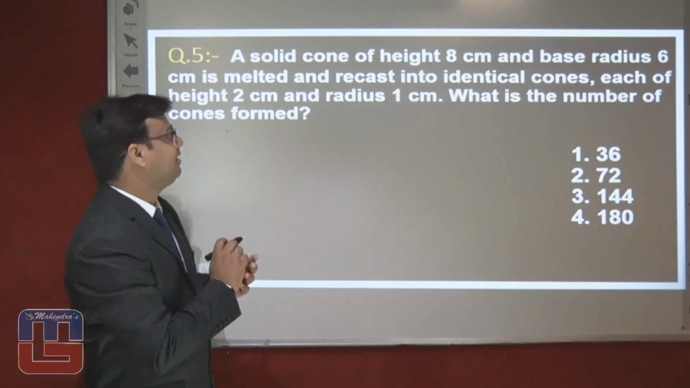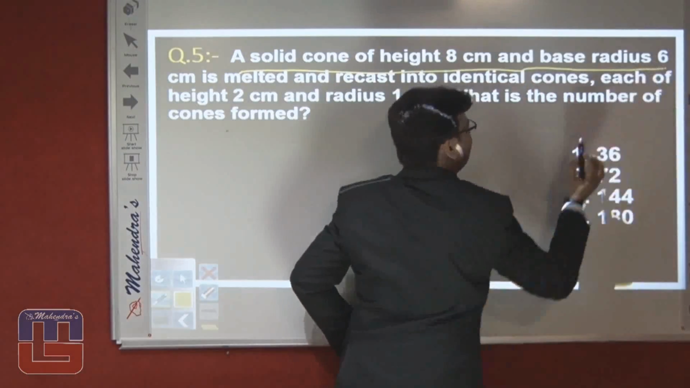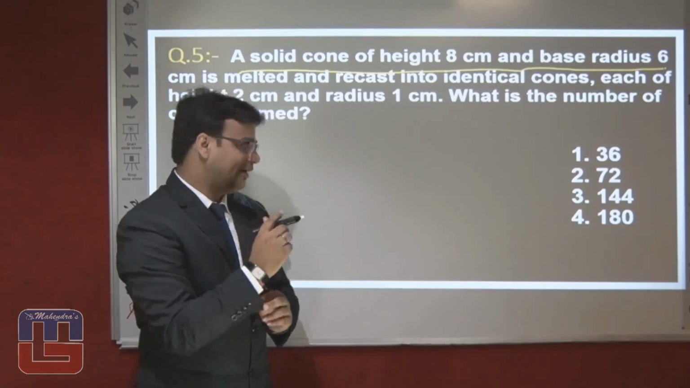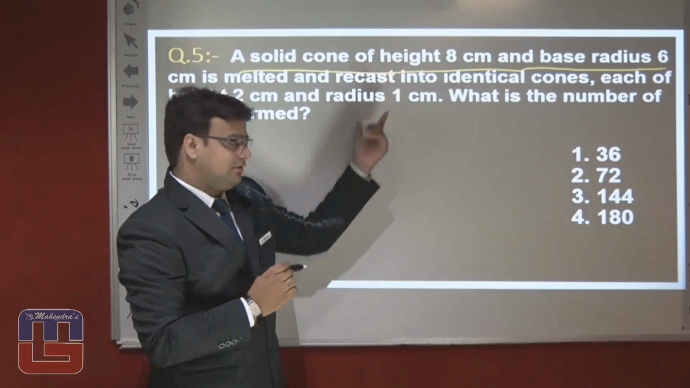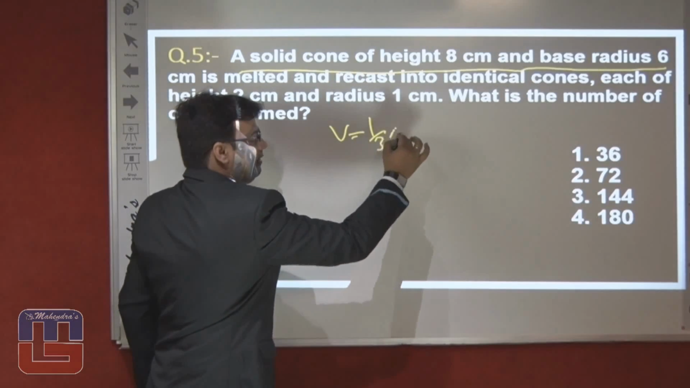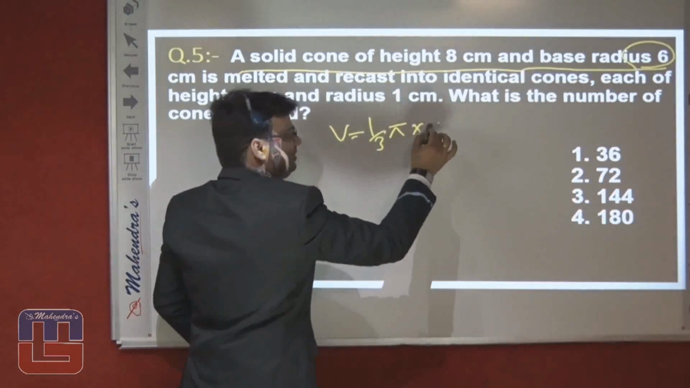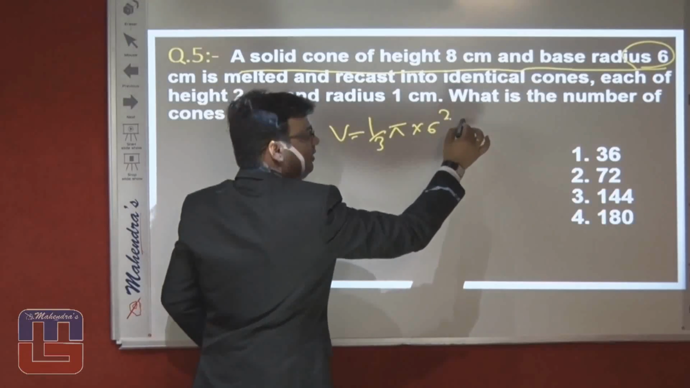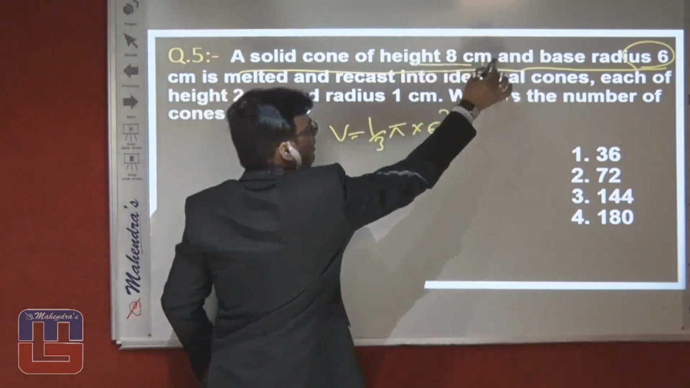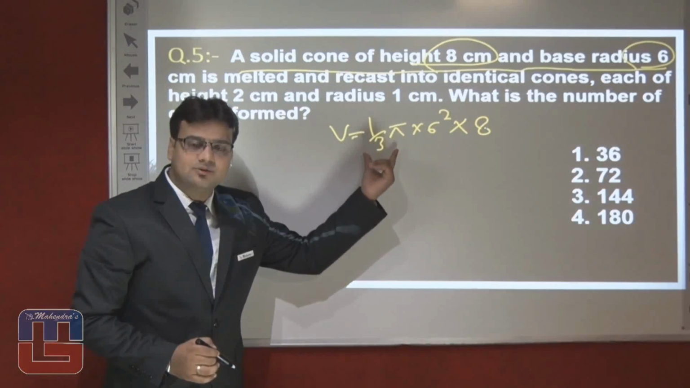Here the question is that a solid cone has height 8 cm and the base radius is 6 cm. It is melted. That means our solid volume is what? The volume of a cone, all of you know, is 1/3 pi r square h. Here r is equal to 6 cm, that means 6 square into h. Here height is 8 cm, that means multiplied by 8. Here is the volume of the solid cone.